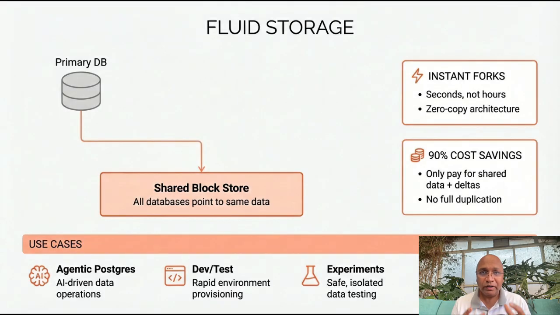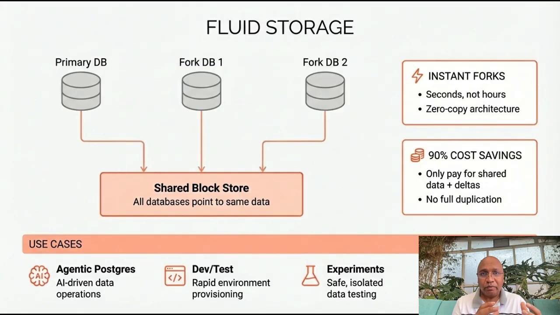Initially, imagine you are using a Tiger Data instance. Behind the scenes, it is storing all the data in a shared block store. And now imagine you have one or two agents that want to fork this database. So what happens is that fluid storage instantly creates what appears to be an independent database for each one of these agents. But it is actually using something called a zero copy fork, which means all these database instances are actually pointing to the same shared block storage behind the scenes. So that's why it will be instantaneous.